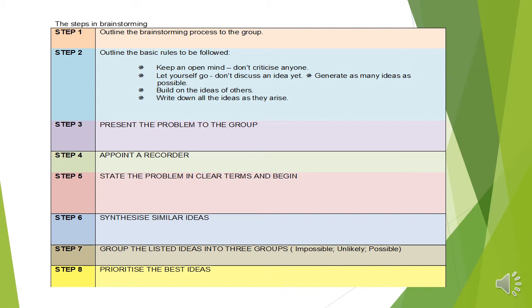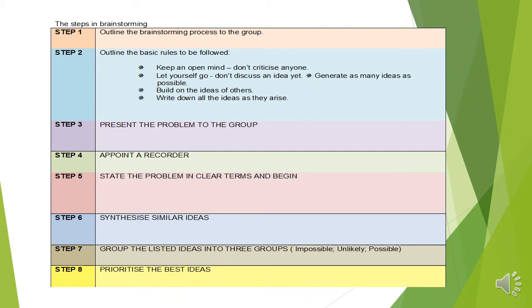Generate as many ideas as possible. Build on the ideas of others. You are not the only person in the brainstorming process, so you have to start building up on the ideas of others. Write down all the ideas as they arise. Then step number three, you present the problem to the group. Now the group must know what the problem is.